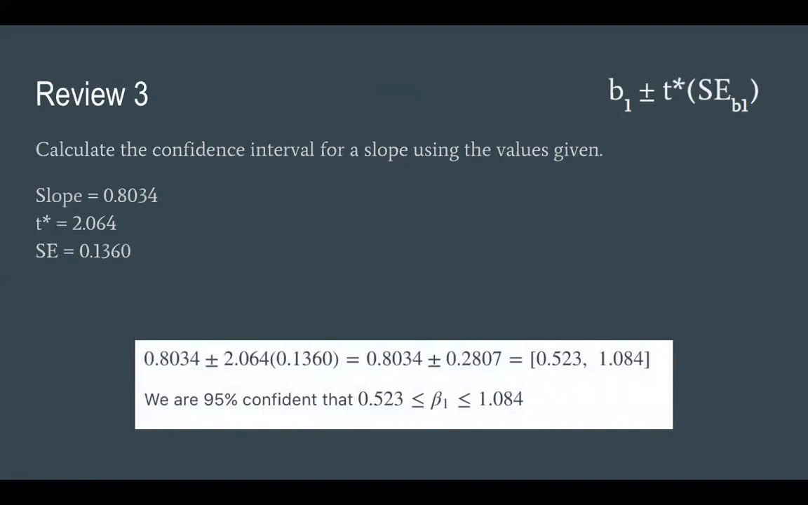So we can say that we are 95% confident that our slope is between 0.523 and 1.084.